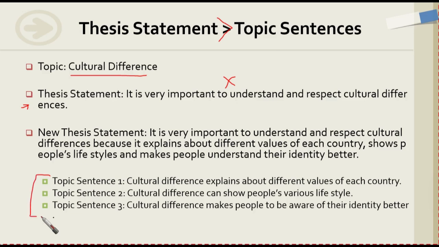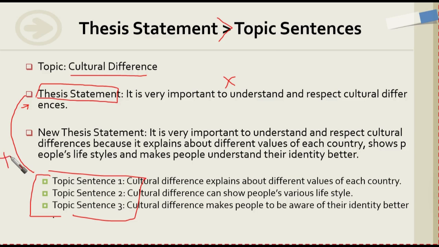It was our topic sentences. Let's look at the topic sentences together. Topic sentence 1. Cultural difference explains about different values of each country. It can show people's various lifestyles. It makes people aware of their identity better. So here, my thesis statement and my topic sentences, we're going to add them together. Why? Because I want to make my thesis statement more specific. So this is my new thesis statement.